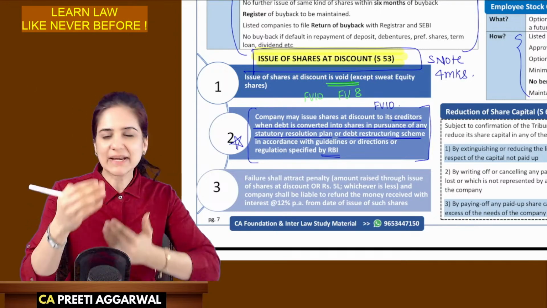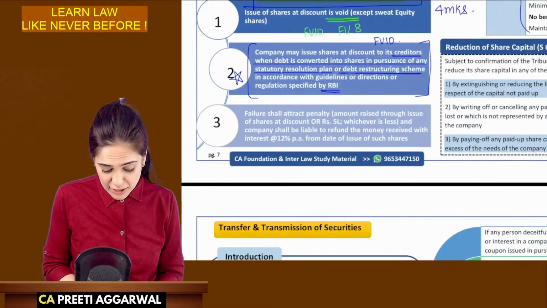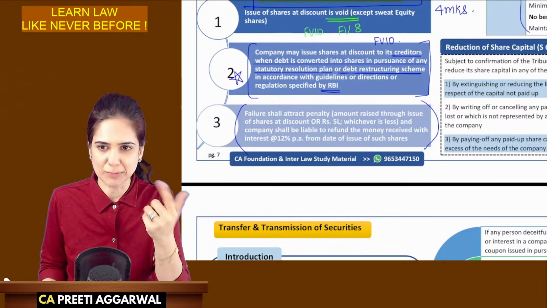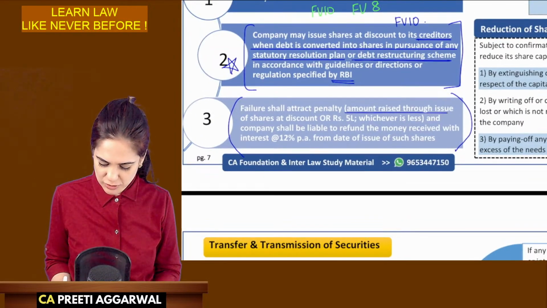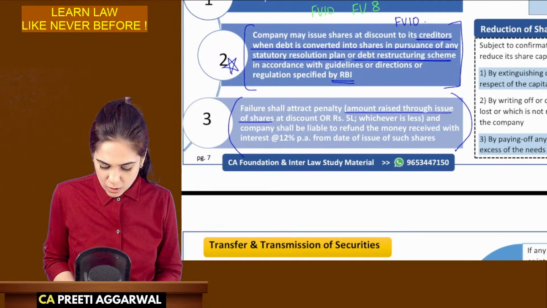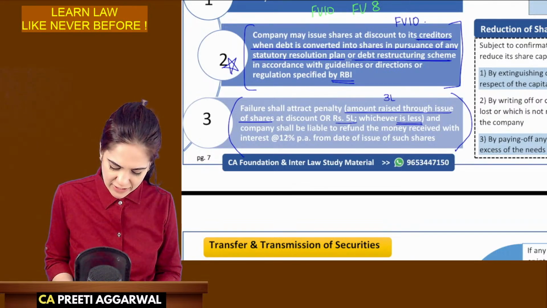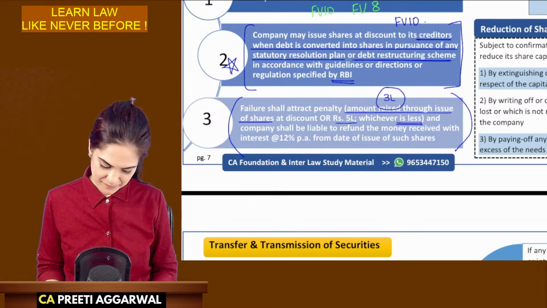So if there is a debt restructuring scheme, then yes, you can issue shares at discount. If you issue shares at discount, other than this exception, you will be punishable with a penalty, that is the amount raised through the issue at discount, or 5 lakhs, whichever is less. So the amount raised was 3 lakhs, 5 lakhs, whichever is less. So I will be subject to the penalty of 3 lakhs.